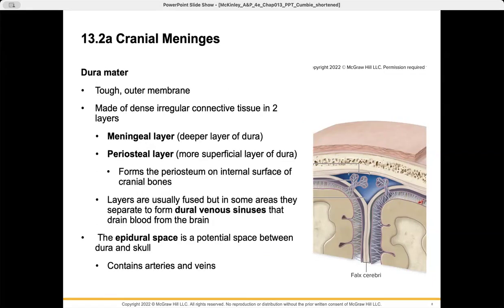Dura matter itself is a tough outer membrane. It's dense irregular tissue. There is a meningeal layer, which is kind of deeper. And then there is a periosteal layer. It has that word ost in it, meaning it's the part that actually touches the surface of the skull bones. And there's also a space present there as well. We'll take a look more deeply in other pictures, especially in the lab where you can see those structures. But again, we're just focusing on the meninges, these 3 layers.